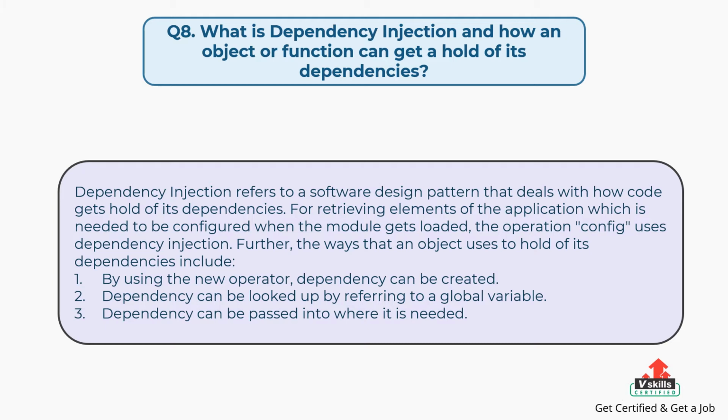Further, the ways that an object uses to get hold of its dependencies include: firstly, by using the new operator, a dependency can be created. Secondly, a dependency can be looked up by referring to a global variable. Lastly, a dependency can be passed into where it is needed.